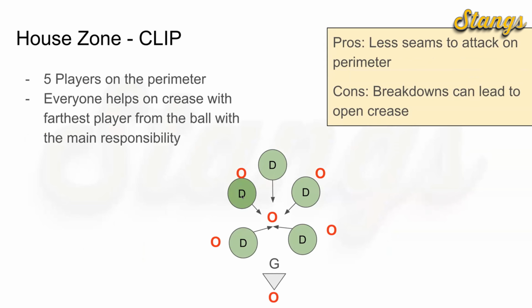You get an extra player on the perimeter to help cover up seams and help with outside players. Everybody has a help responsibility to help the crease, with the primary responsibility being for the guy farthest from the ball to pinch in and help with the crease. The pros: it's easier to cover the outside guys, and it's harder to get overloaded from having the extra guy on the outside, but you have to have really good communication on your backside to make sure that crease doesn't get let go.